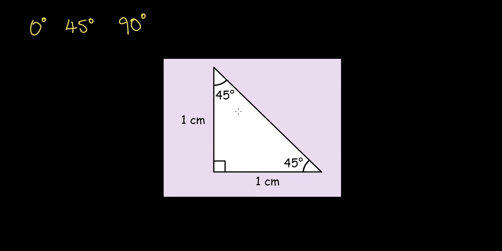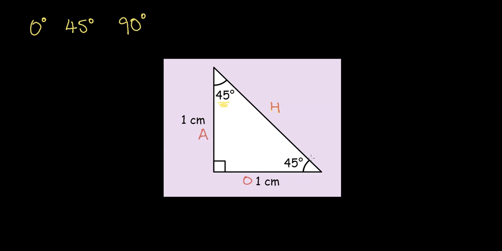So before we get started, let's label our sides. I'm going to work with this angle here. So this means that my hypotenuse is here. My opposite side is here. And my adjacent side is here.